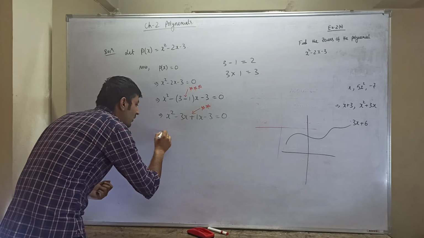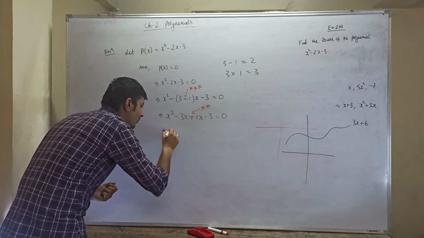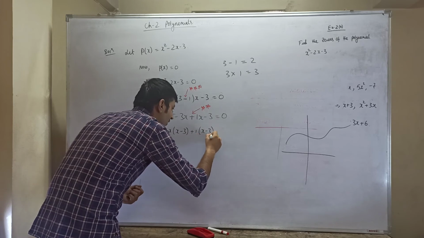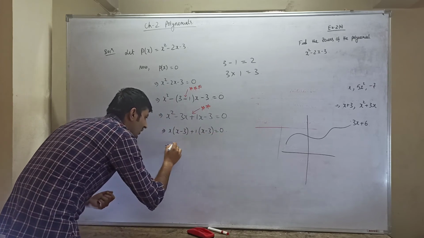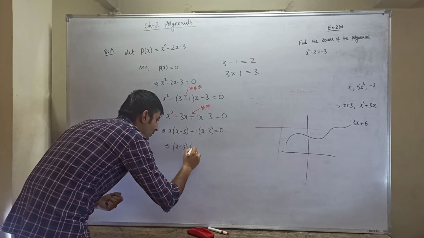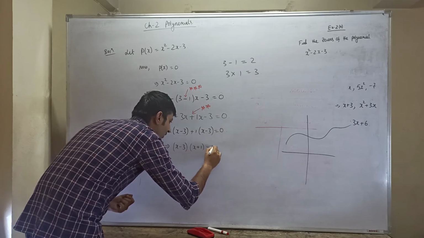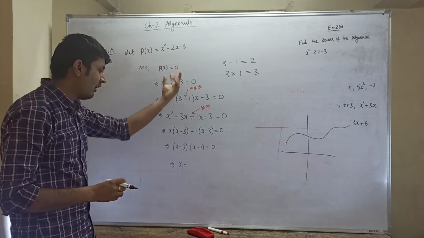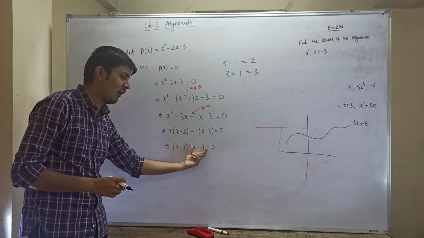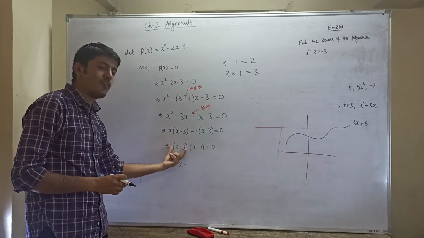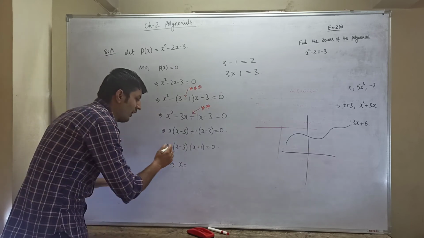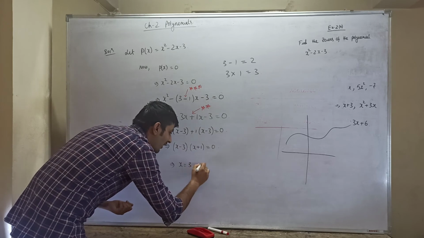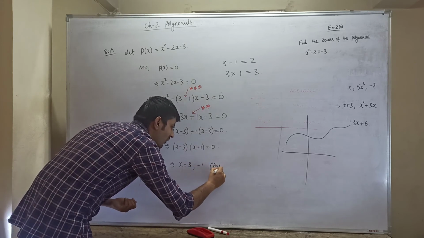Now, what you do, you factorize this, take out something common: x minus 3, plus 1 common, x minus 3 equal to 0. What is common throughout? x minus 3 into x plus 1 equal to 0. So what are the values of x? Either this equal to 0 or this equal to 0. When this equal to 0, what is your x? Your x will be 3. And when this equal to 0, what is your x? It will be minus 1. So these are your required zeros.